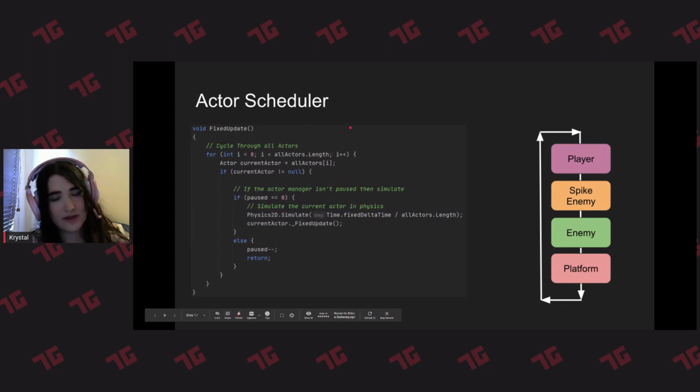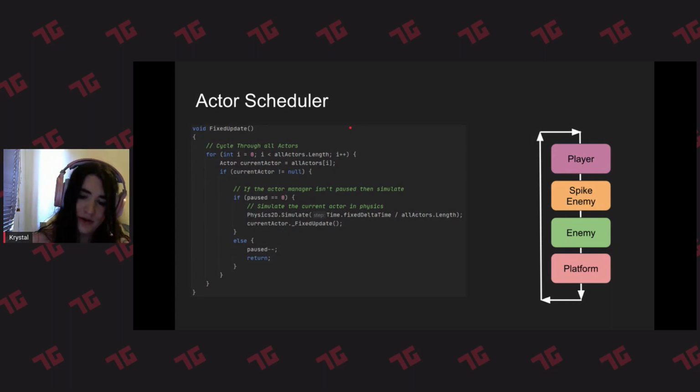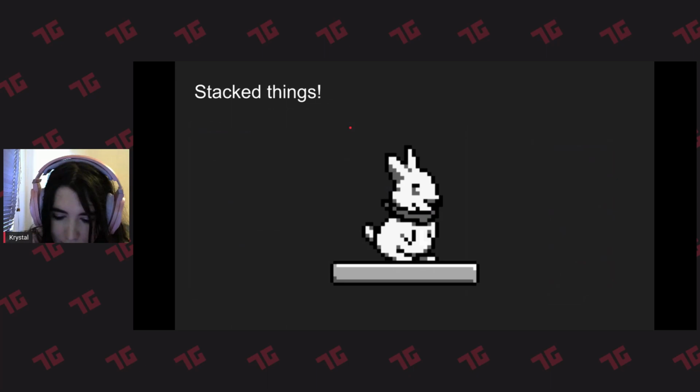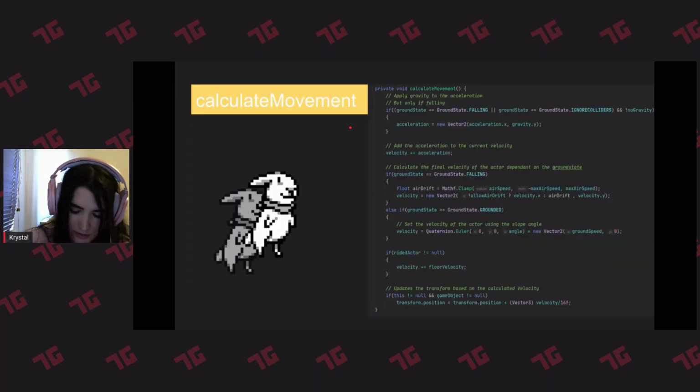So how all of it works, I guess, is I have an actor scheduler which sequentially runs through all of the... Hang on, my slides. No, that's out of sync. Hang on.